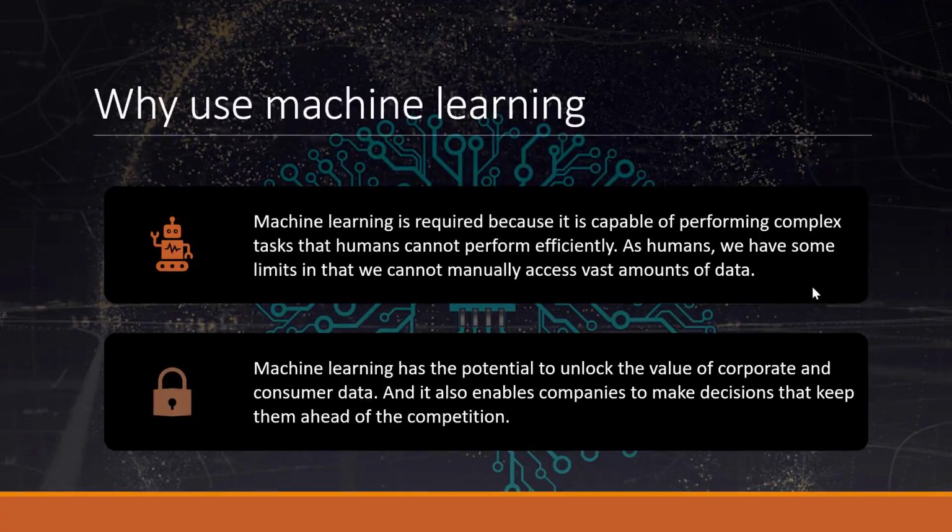Let's discuss why we use machine learning. So machine learning is required because of its capabilities of executing complex operations that we humans cannot perform efficiently. As humans, we are bound in our ability to access massive amount of data quickly, and this requires the use of computerized system, which brings us to machine learning. Now we have been generating a huge amount of data in this technological era. According to some studies, we generate 2.5 quintillion bytes of data per day.